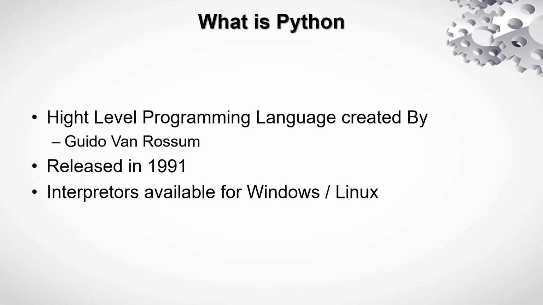Python is basically a high level programming language. I'm not going to explain what is meant by a high level programming language. Please pardon me for the spelling mistake; it's not height, it's high level programming language, created by Guido von Rossum and released in 1991. It's an interpreted language, and its interpreters are available for Windows and Linux. I hope you are aware of what interpreted languages are.